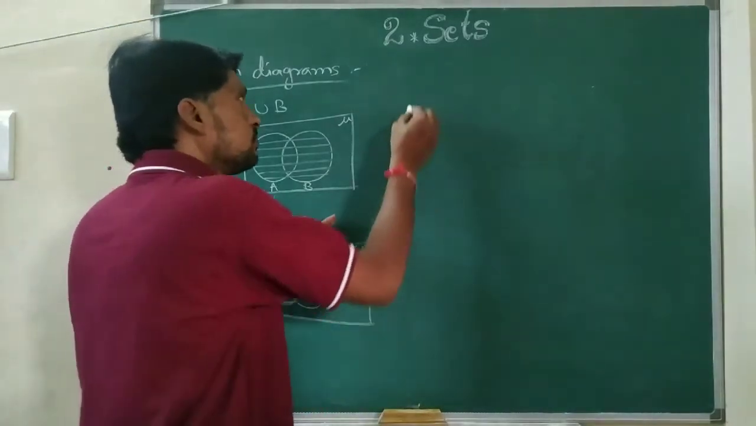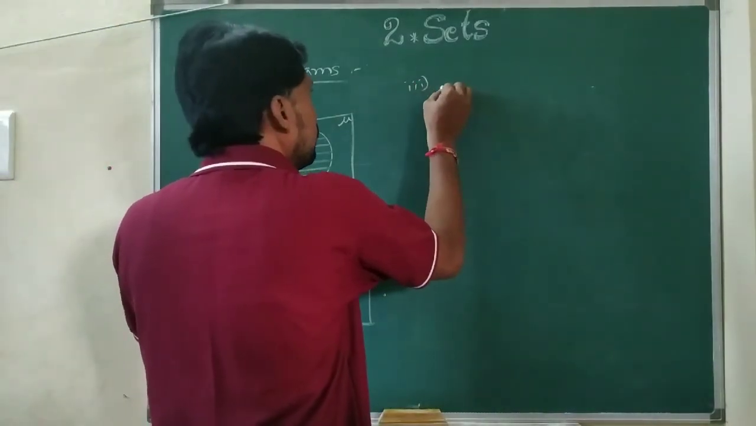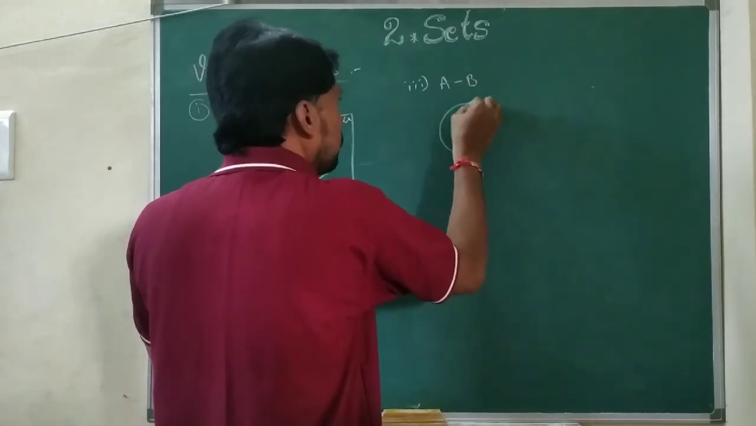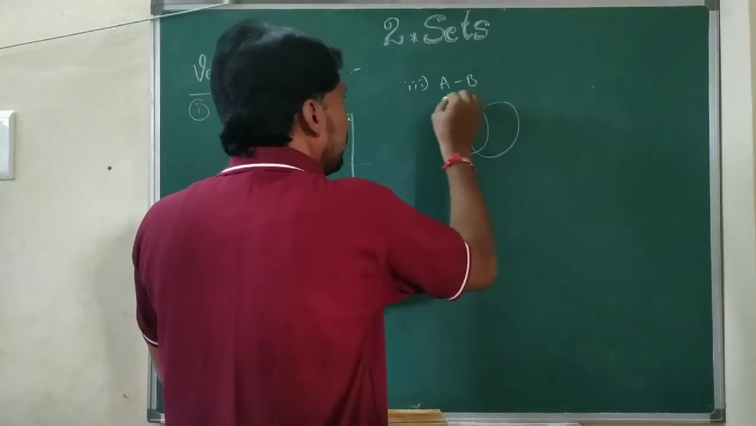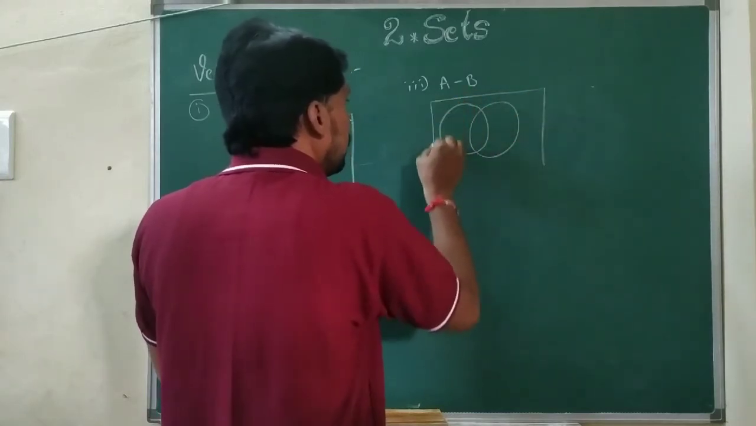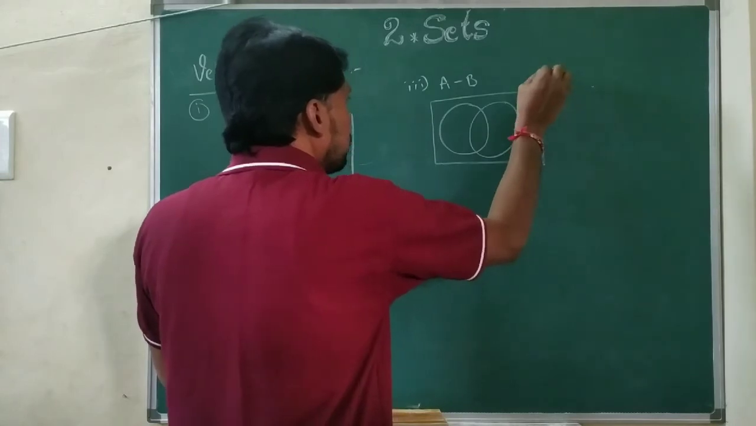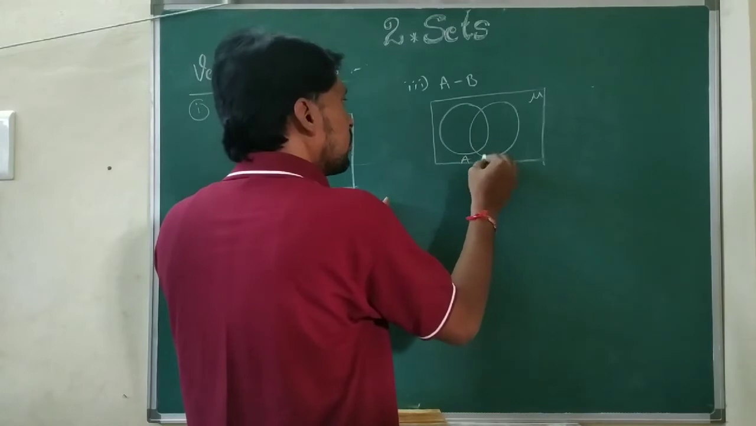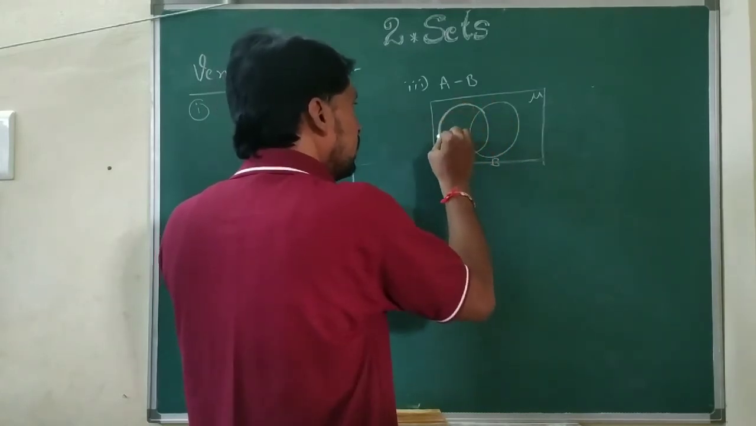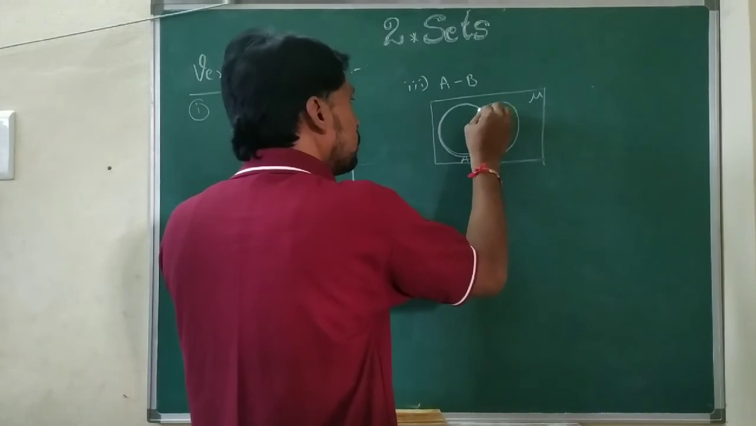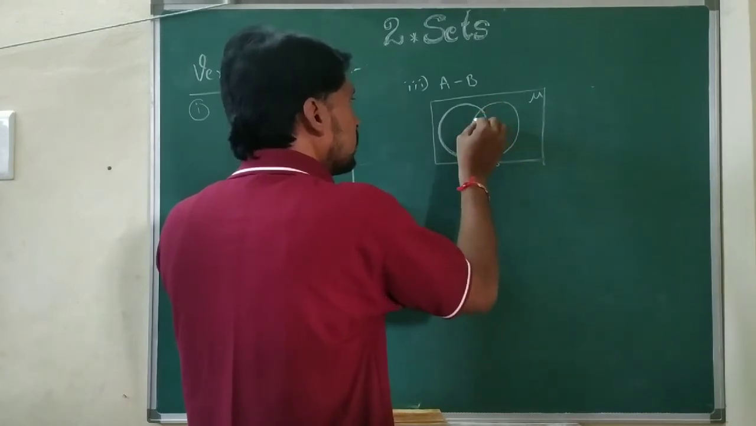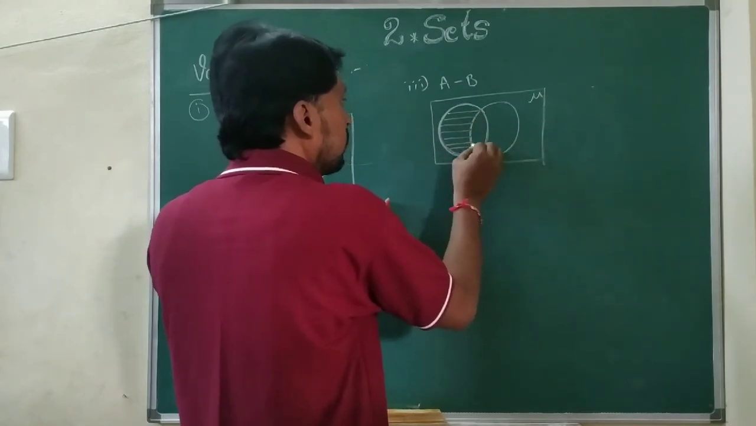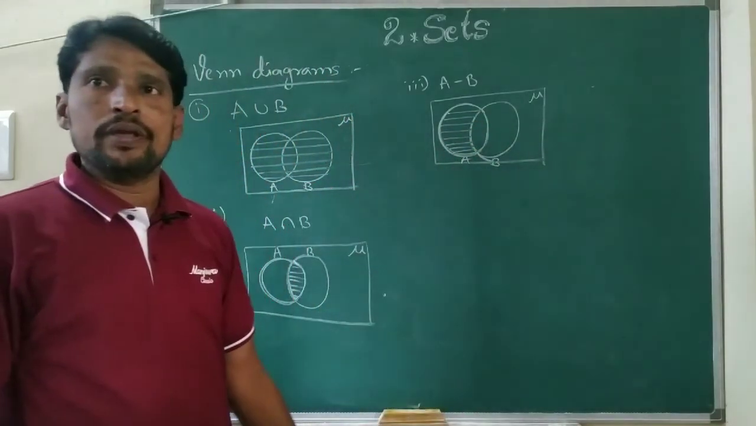Next, third one, that is A minus B. What is A minus B? A minus B means from set A we need to subtract B. This is the set A, this is the set B. From the total set A, we need to subtract this B. After subtracting B, what remains? We get only this area. This is called A minus B.